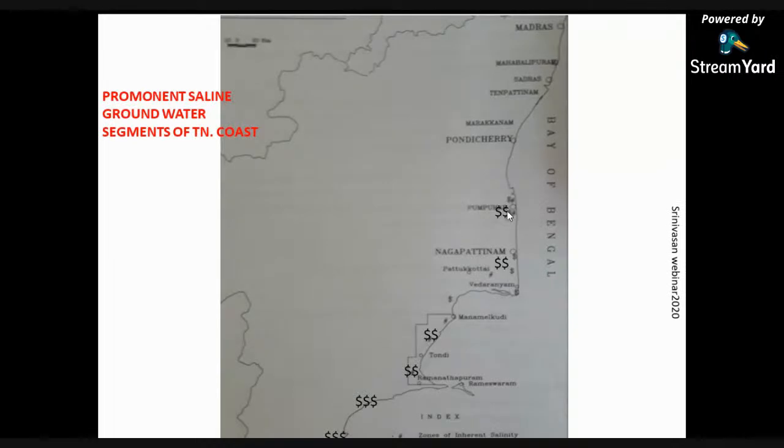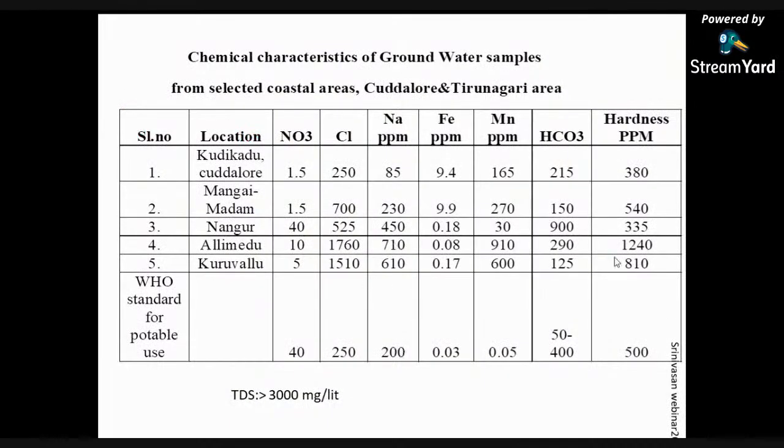So in the Tamil Nadu coastal base, Pumbukar area is saline, a little bit Nagapattinam, then this Tondi and the Ramnad area are saline. A map is prepared like that. Now chemically we also analyze the conductivity and TDS. Total dissolved salt will be very high.